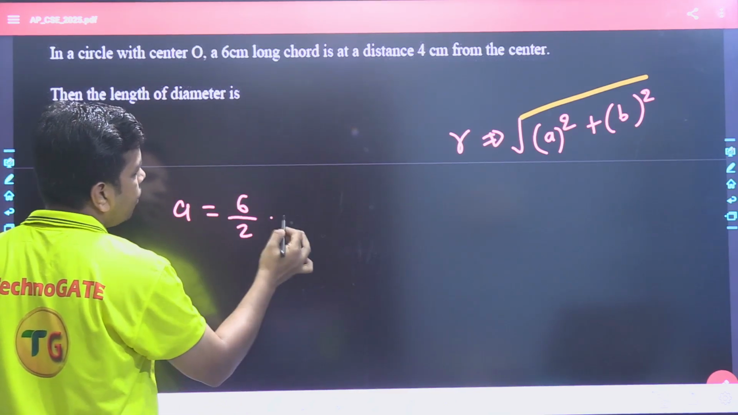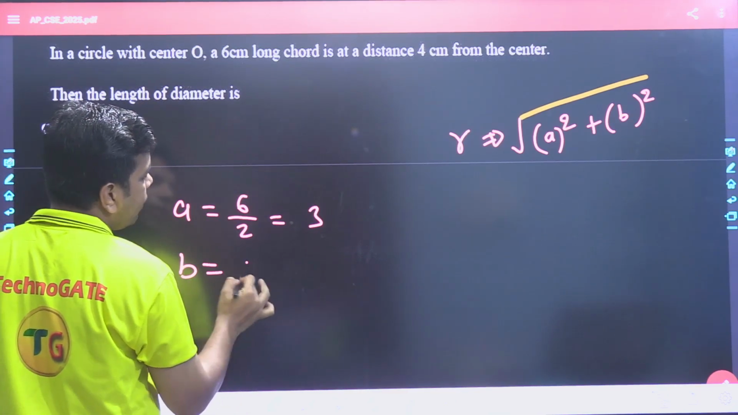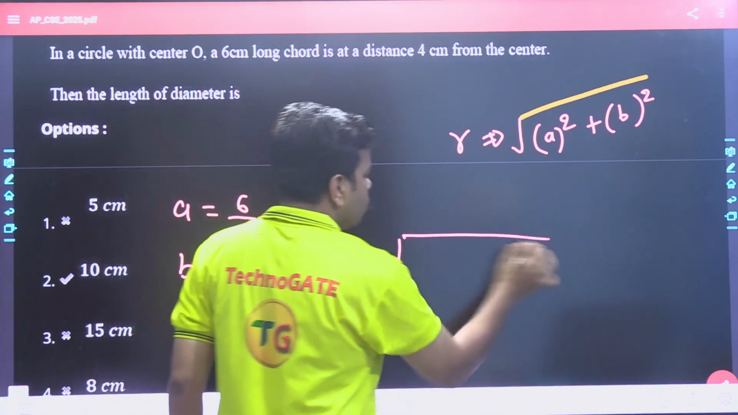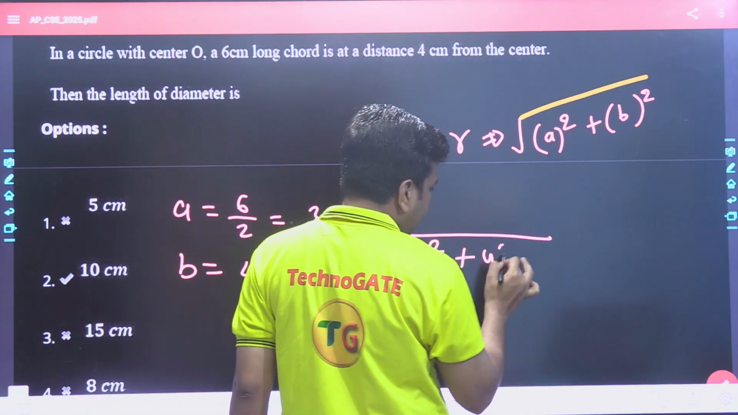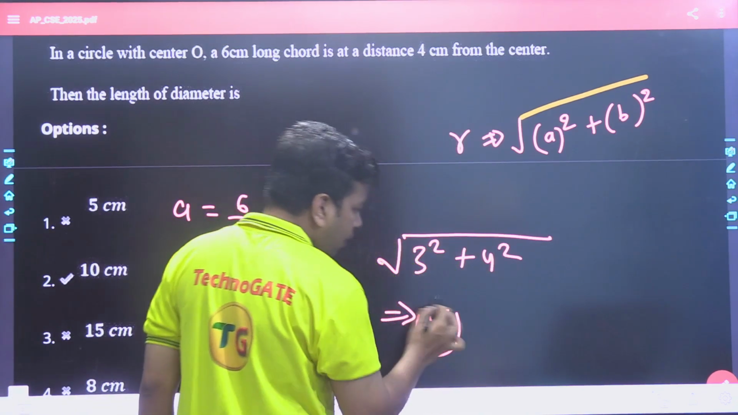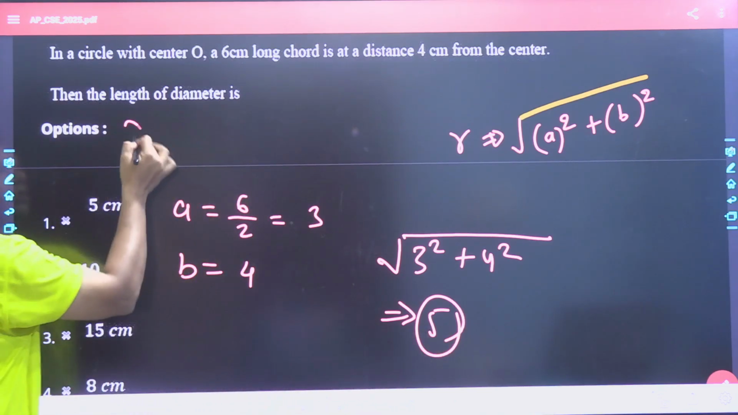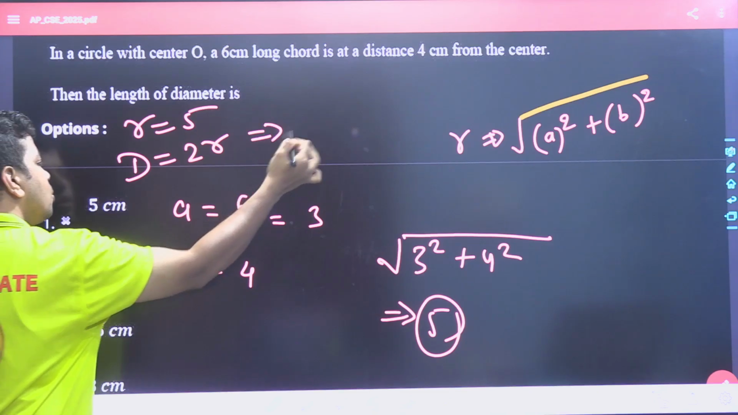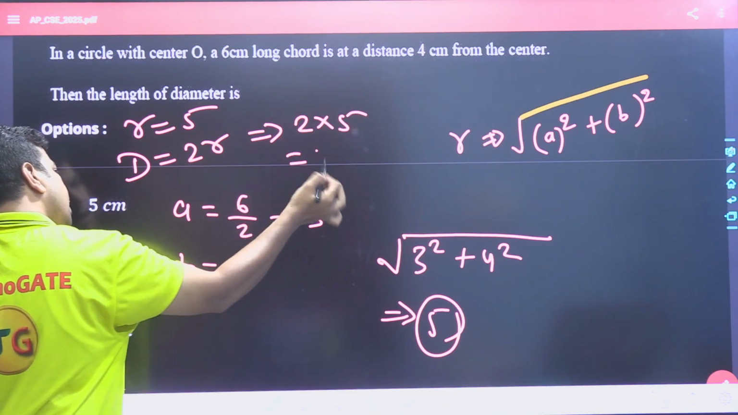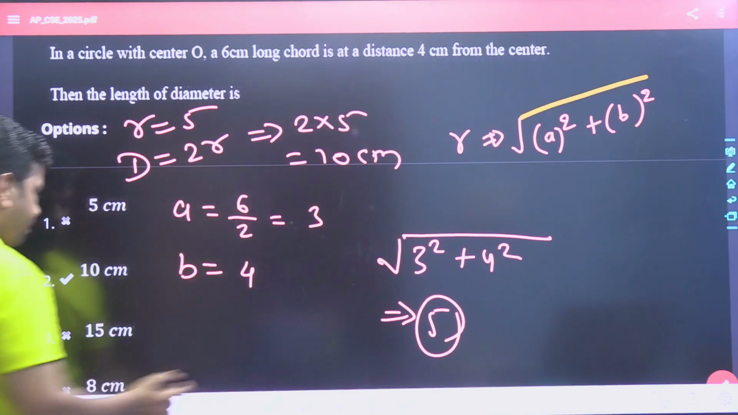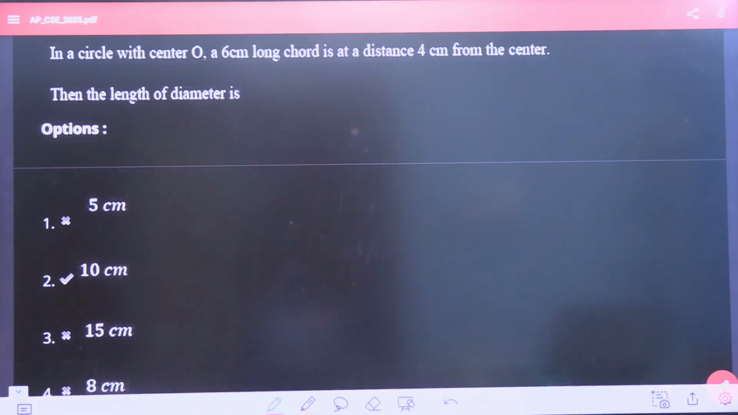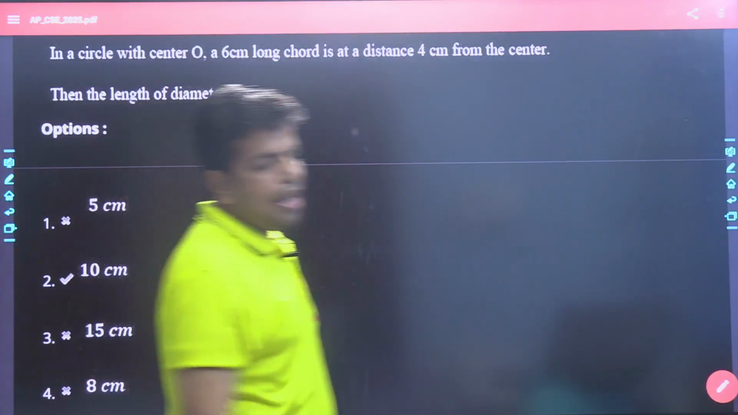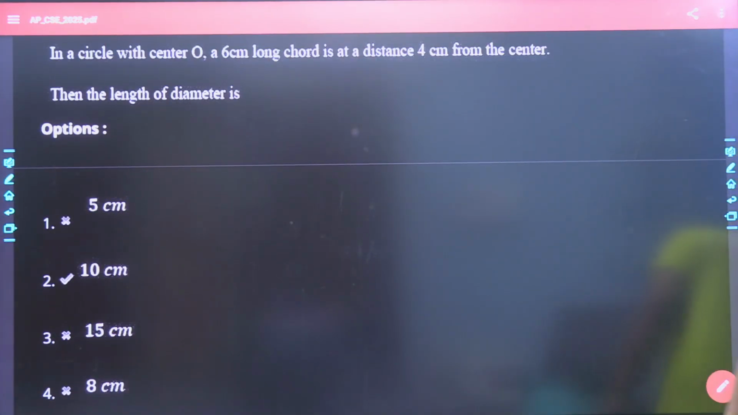So the value of half length of chord is 6 by 2, which becomes 3. The distance given to us is 4. So 3 square plus 4 square. On solving this, it gives you the value 5. So 5 is the radius. We need to find out the diameter, so this is 2r. So 2 multiplied by 5 gives you the value 10 centimeter. So you can go with the second answer. 10 centimeter. Got it? 10 centimeter is your result.